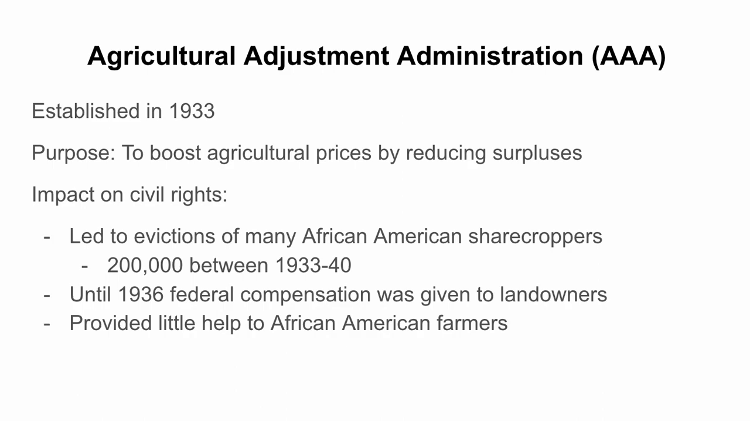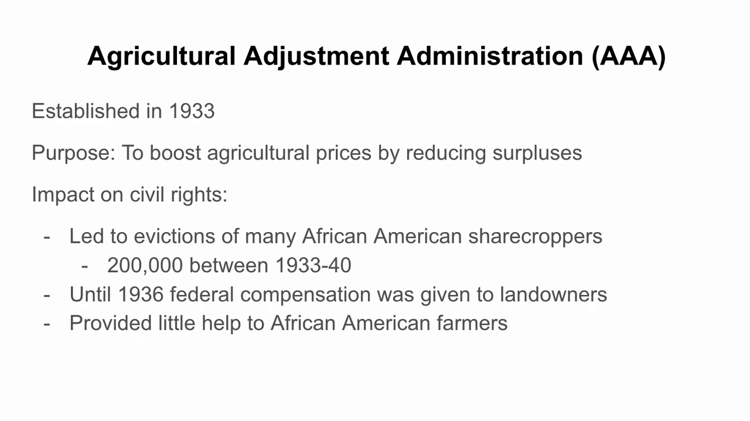Okay, so the first alphabet agency. What I'm going to do is run through the different alphabet agencies and then I'll do a summary at the end. The first is the AAA, the Agricultural Adjustment Administration, established in 1933. The purpose of this is to boost agricultural prices by reducing surpluses. That's basically all you need to know for this topic. But the impact on civil rights is that it led to a lot of evictions of African American sharecroppers, 200,000 between 1933 and 1940. So that's obviously a negative, people being evicted.